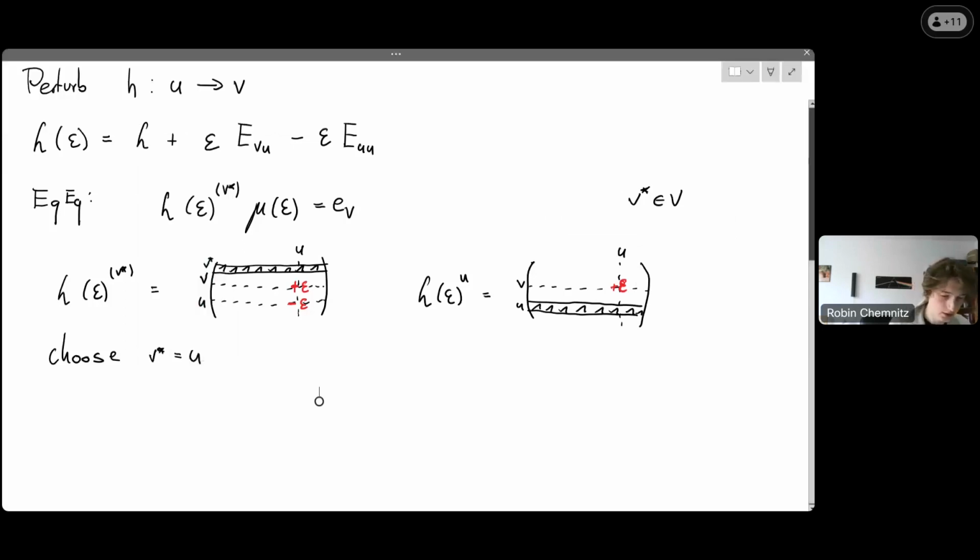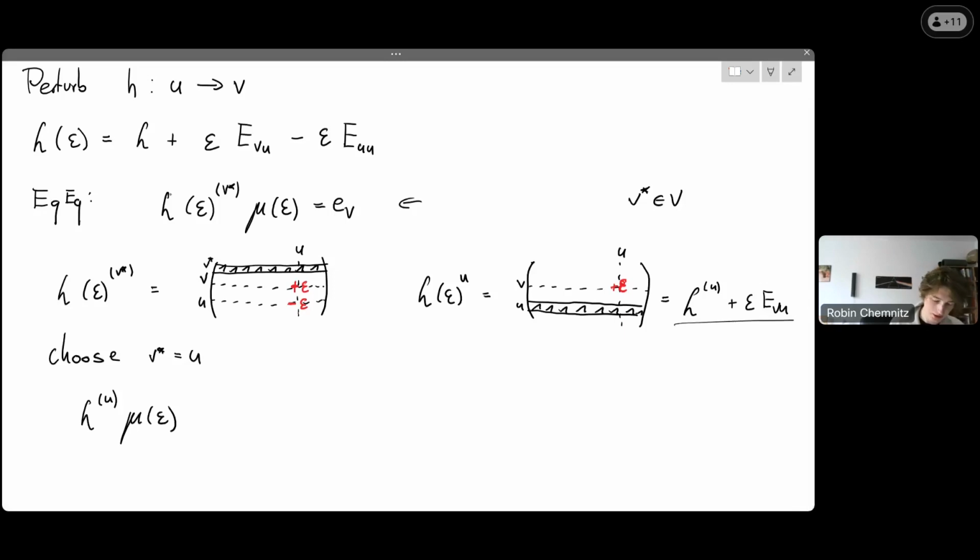So then the equilibrium equation reads... I mean, actually, we can now write this as just the matrix L_U with the row U replaced by ones, and we get an epsilon in e_V U. So the equilibrium equation reads that, so this up here, if I insert this definition for L epsilon U, we get this.